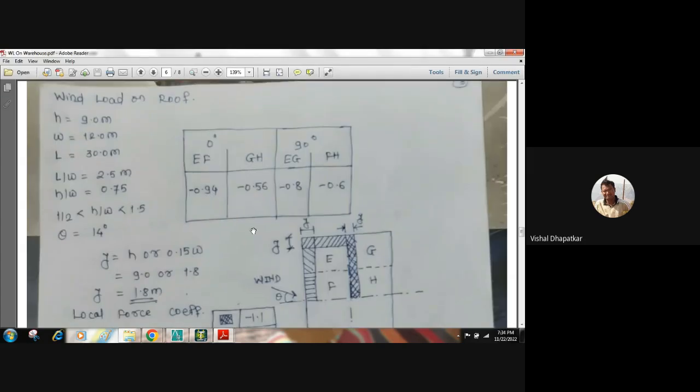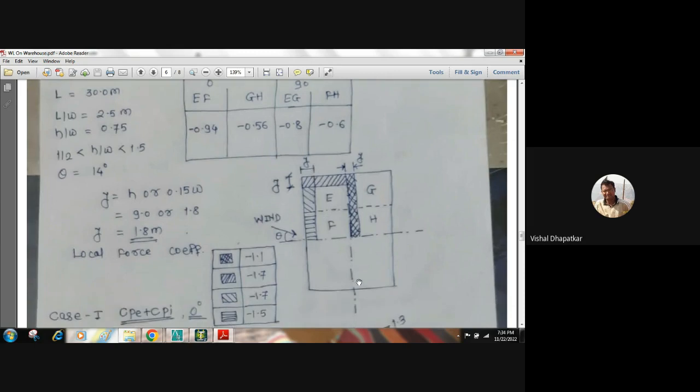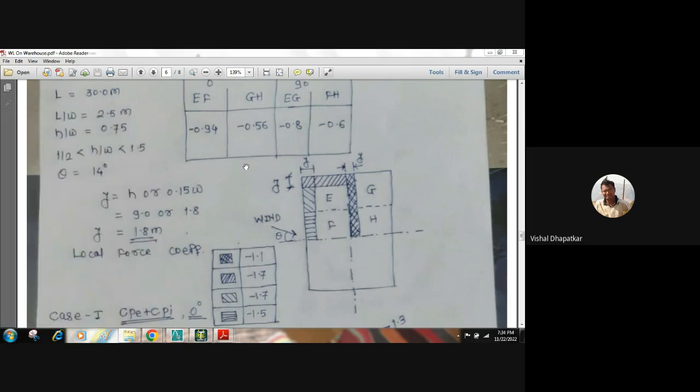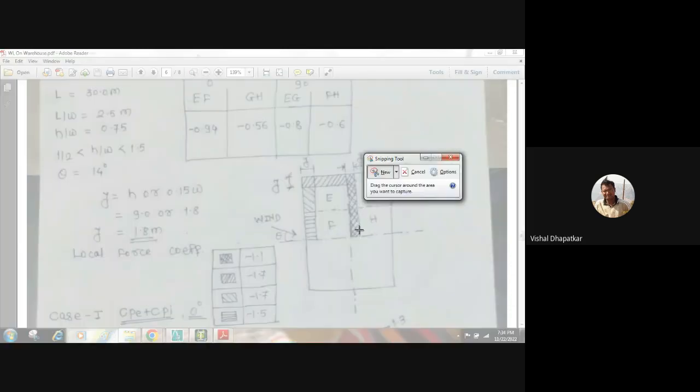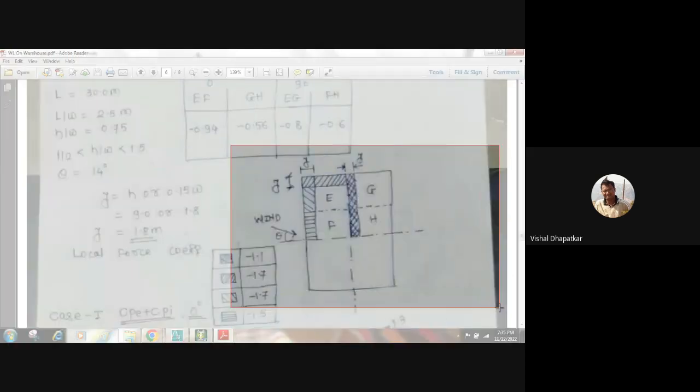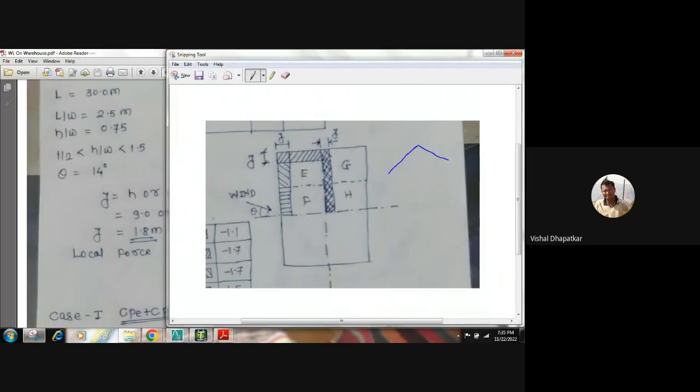So what are EF and GH? Our roof is somewhat like this, right? It will have a slope in this direction and this direction. So this portion is EF and this portion is GH. The slope will be like this. This hatch pattern indicates that this is a local force coefficient which is acting on the roof, and this is the normal pressure coefficient which is acting on the roof.